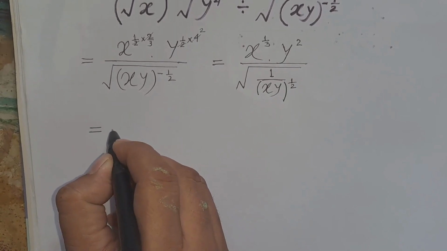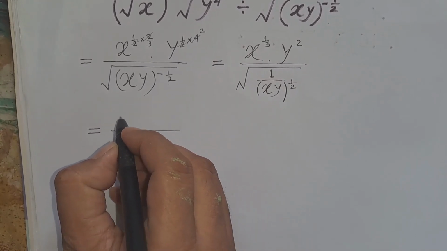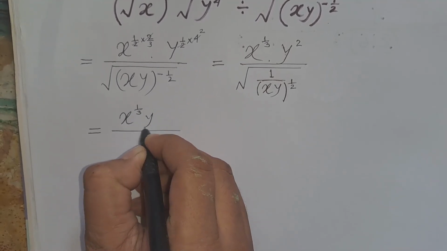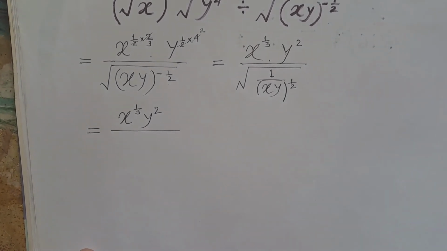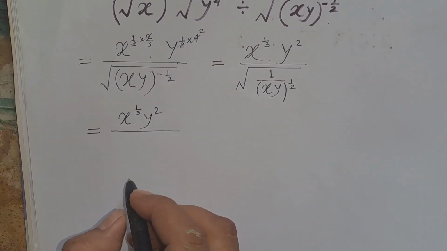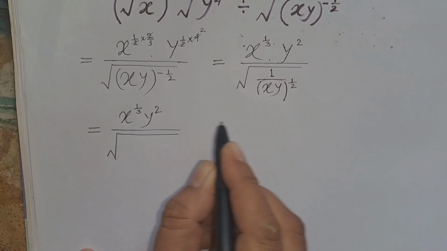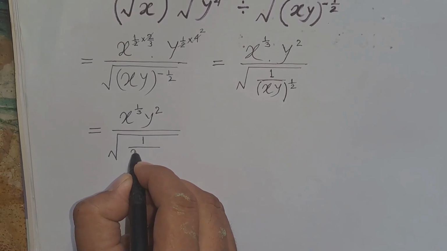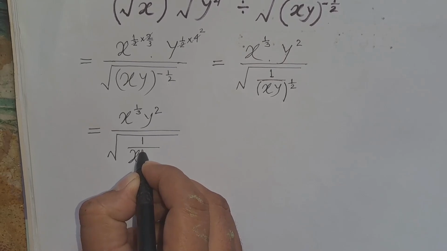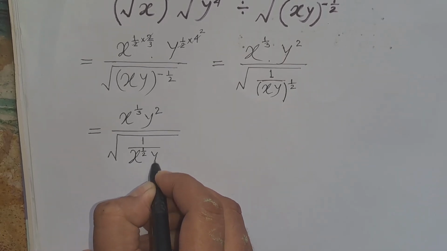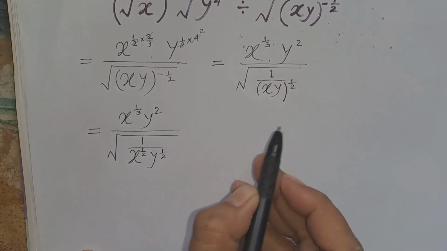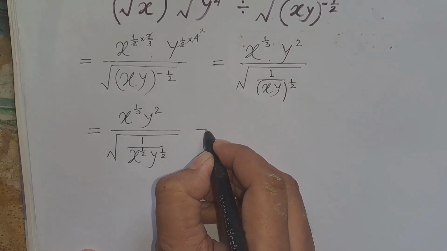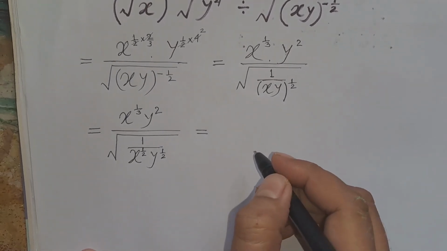Now let's see what's happening. In the numerator, it is x to the power 1 by 3 y square, and the denominator, as it is under a square root, is 1 by x to the power half and y to the power half, because the half was given as a whole power, so individually x gets x to the power half and y gets y to the power half.